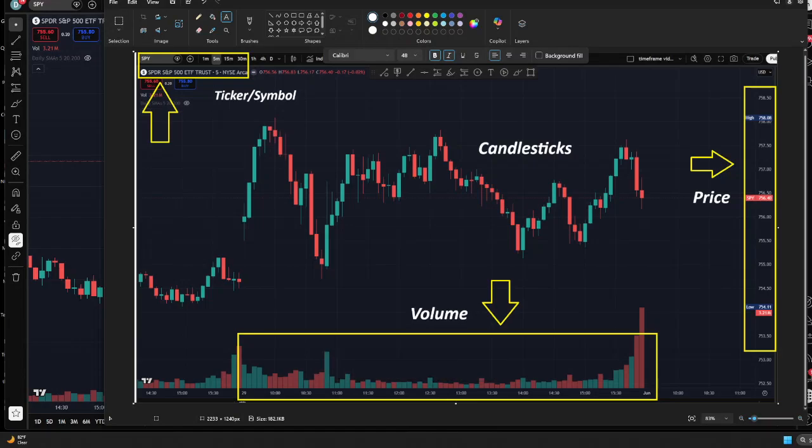So here's the chart. They call this a naked chart. It has no indicators on it. On the top, we see the symbol, which is SPY. That is the S&P 500. They call that the ticker or the symbol.